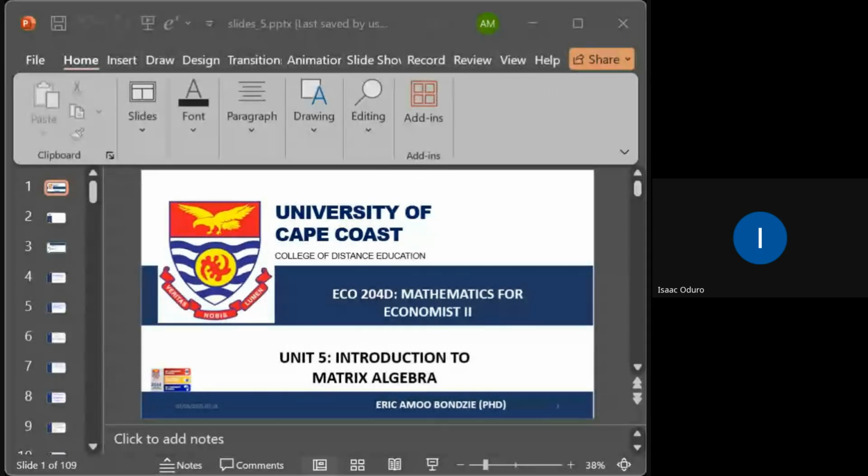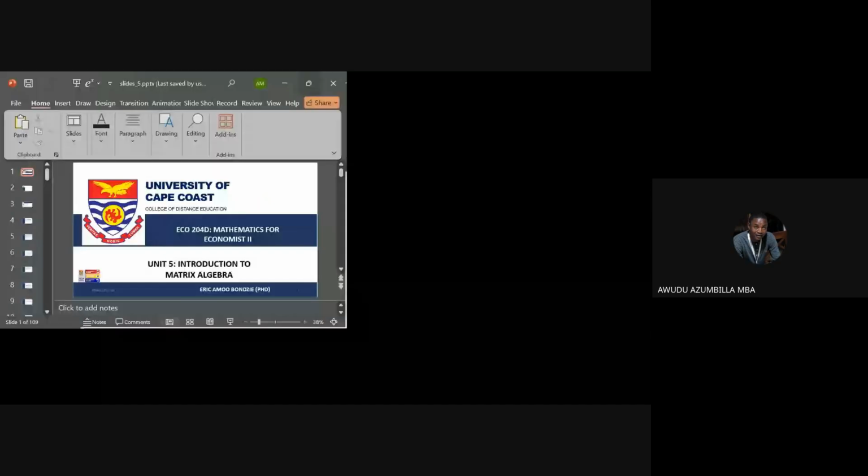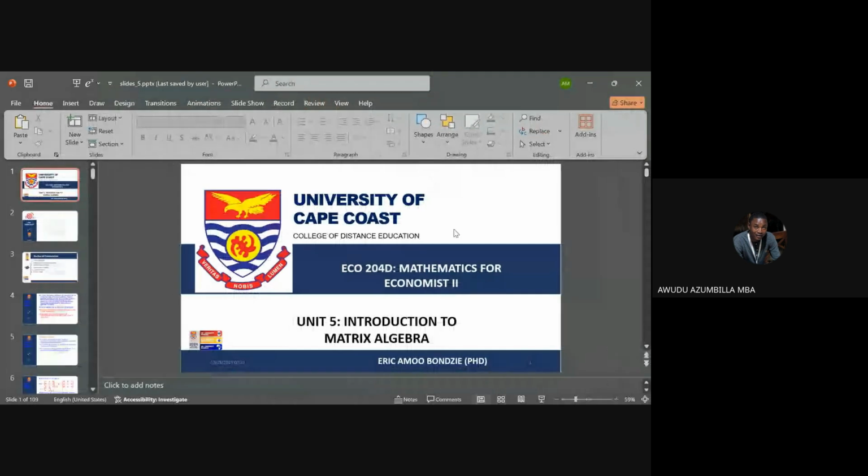Hey, Doc, that one too is 109 pages. Yes. Don't be afraid. You'll be fine. 101 pages is not anything. It's matrices. You know what? You have learned matrices before. Have you learned matrices before?